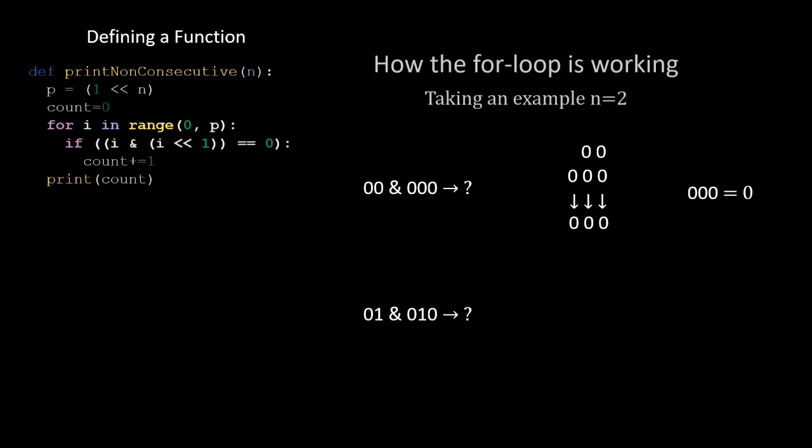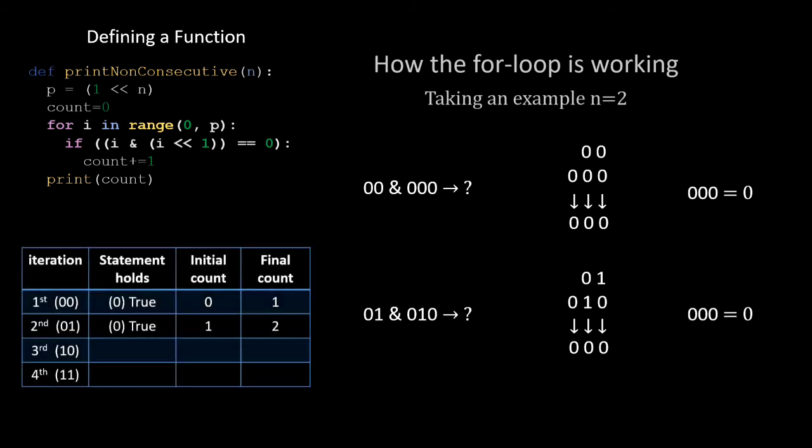Now the second iteration, that is 0 1. Left shifting 0 1 becomes 0 1 0. AND operator of both becomes 0 0 1 0 1 0 becomes 0. Still our output is 0 in decimals. So the first iteration holds true, initial count was 0, final count incremented by 1. Second iteration 0 1, it holds true, initial count was 1, now the final count becomes 2.